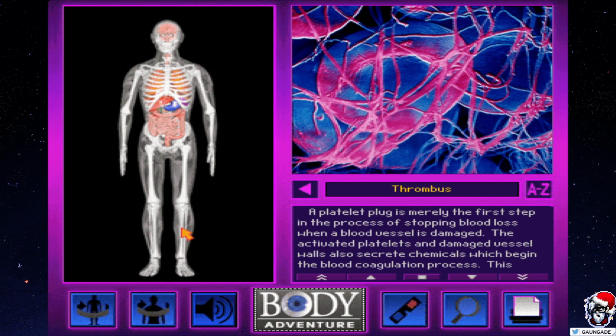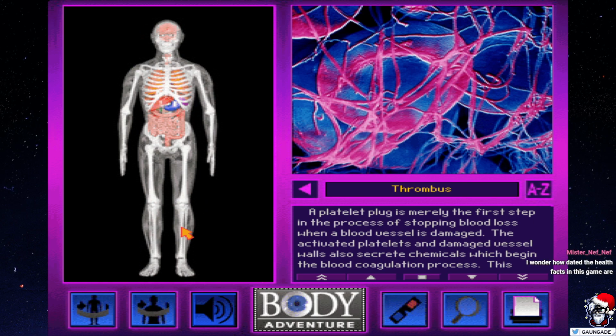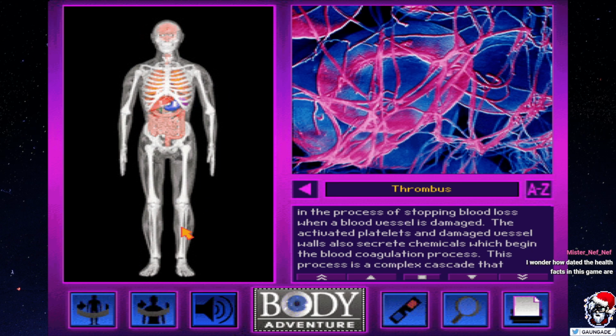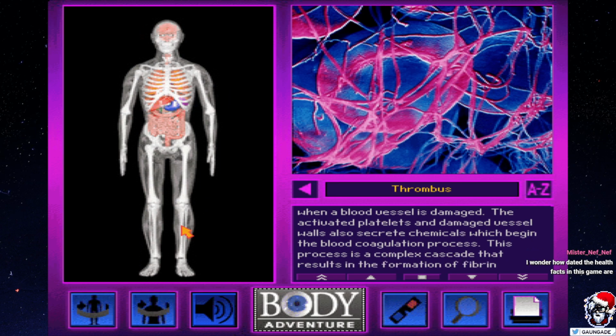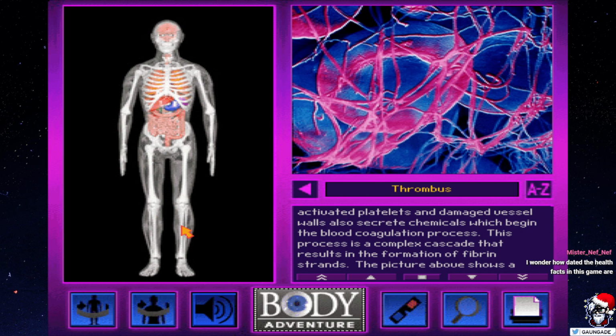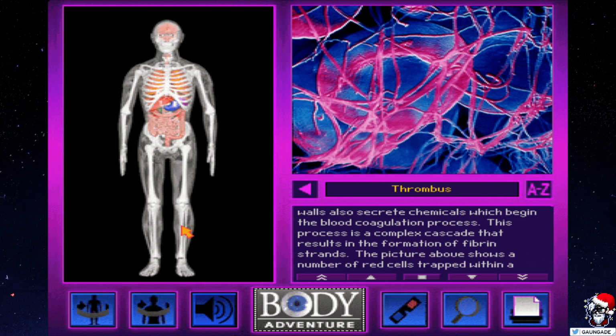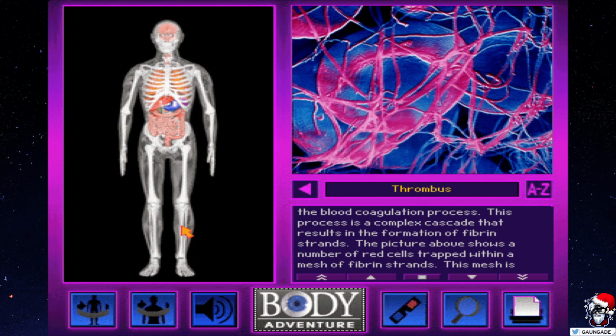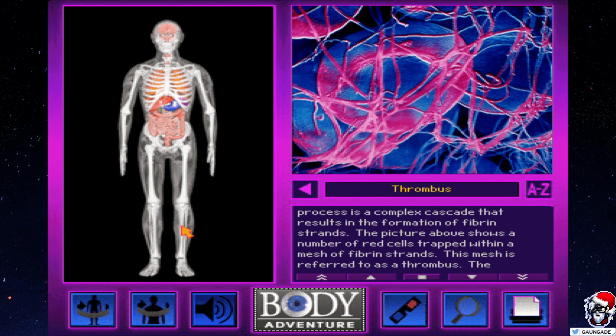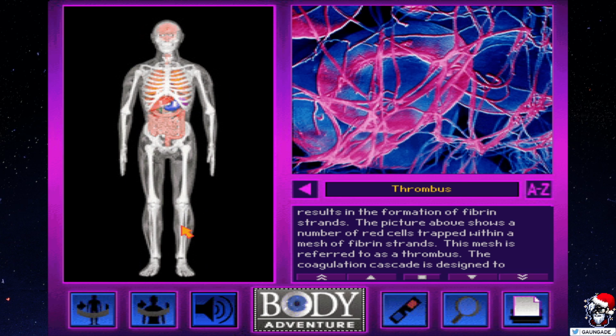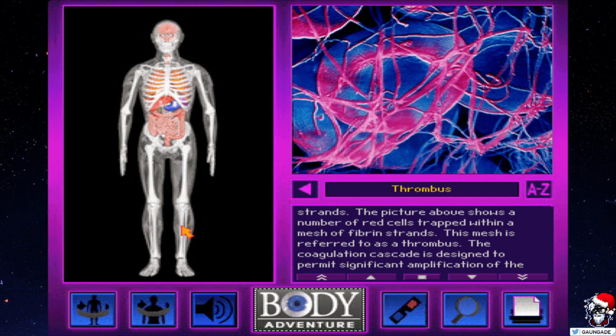The thrombus. A platelet plug is merely the first step in the process of stopping blood loss when a blood vessel is damaged. The activated platelets and damaged vessel walls also secrete chemicals which begin the blood coagulation process. This process is a complex cascade that results in the formation of fibrin strands. The picture above shows a number of red cells trapped within a mesh of fibrin strands. This mesh is referred to as a thrombus.